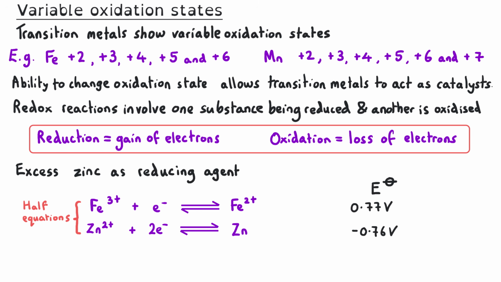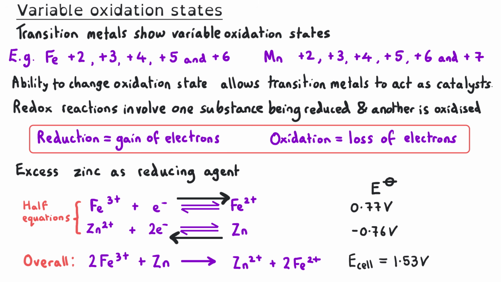If we take a look at the electrode potentials for these two half equations, we can see that the larger electrode potential is for the iron 3+, our transition metal, which means this is the half equation that will go in the forwards direction, in the direction of being reduced. And the zinc half equation with the smaller electrode potential will go in the reverse direction, losing electrons. So the reducing agent, the zinc, is being oxidized.